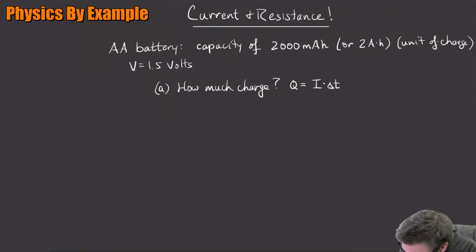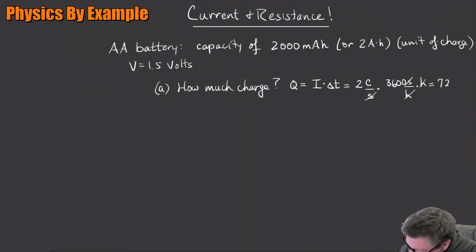So that's just going to be, let's see, this is 2 amps, right? So this is going to be 2 coulombs per second times, let's see, an hour has 3,600 seconds per hour. And this was times hours. So this is just going to give me charge, and it looks like that's 7,200 coulombs. Neat. So a AA battery will be able to deliver, over its lifetime, about 7,200 coulombs of charge to whatever device I want to attach it to.